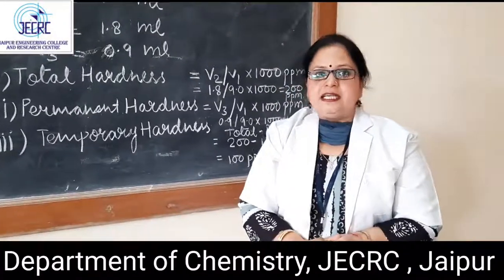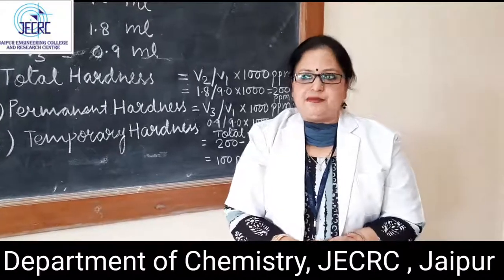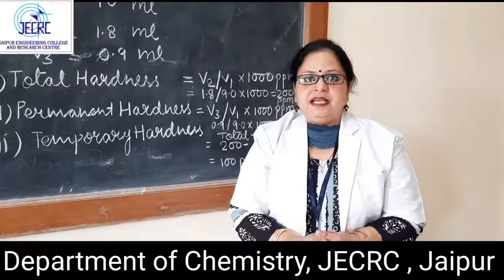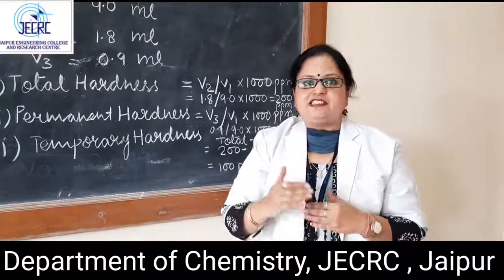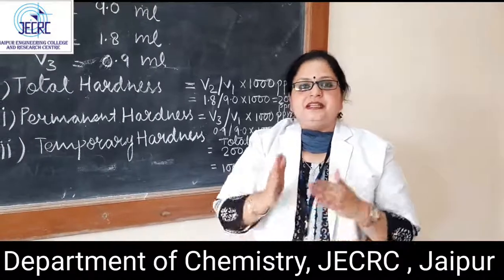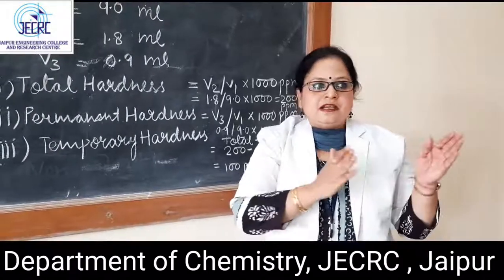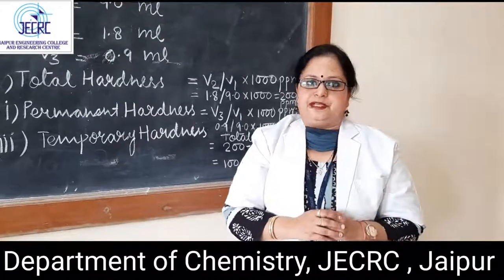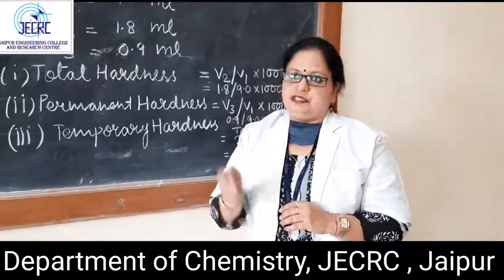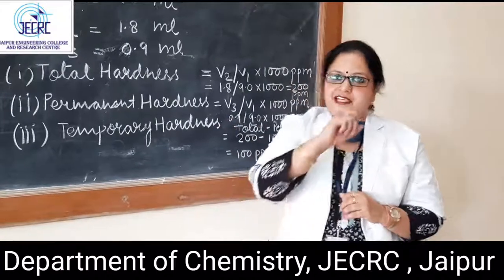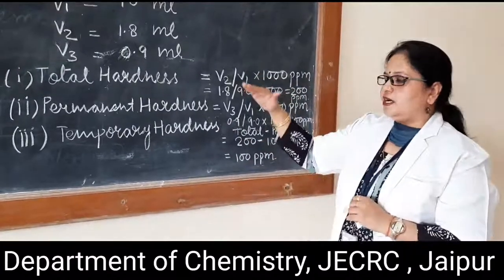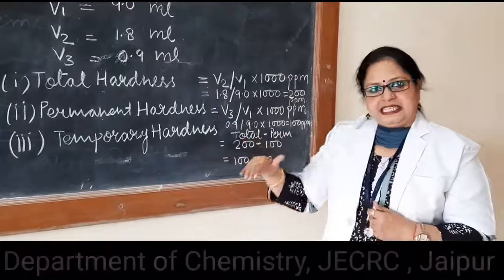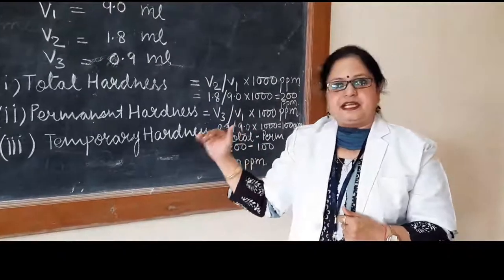As we know, hardness is an important property for drinking water. If the hardness exceeds 500 ppm, then the water will not be fit for drinking purposes. If we want to drink this water, it should be less than 500 ppm. So on the basis of our outcome, we can say that this water is safe for drinking purposes.